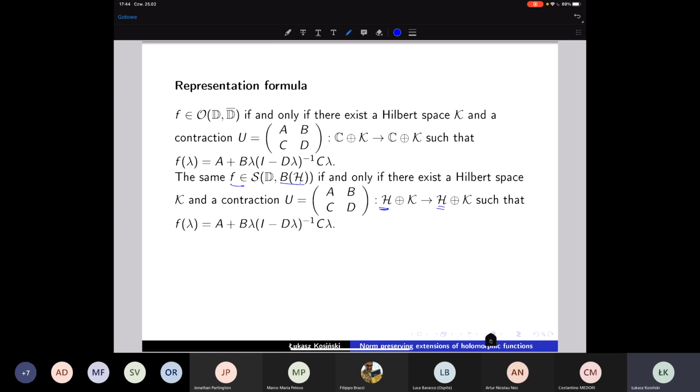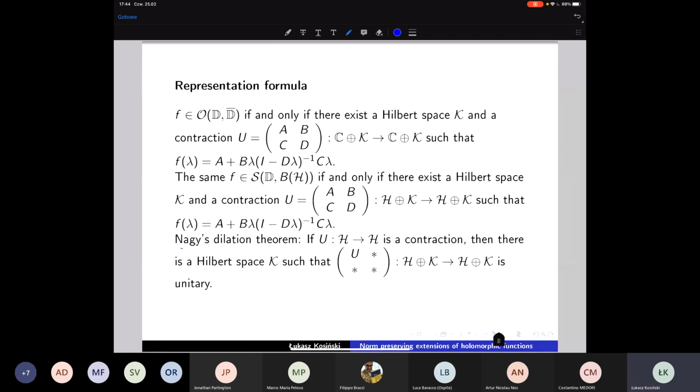Okay, and look, so we have a contraction here, and by Nagy's dilation, we can always find another Hilbert space K such that this matrix here is unitary. Once we have a unitary, we have a lot of tools that can be used. It can be used in here. Okay, so let me show you quickly how to use this stuff.